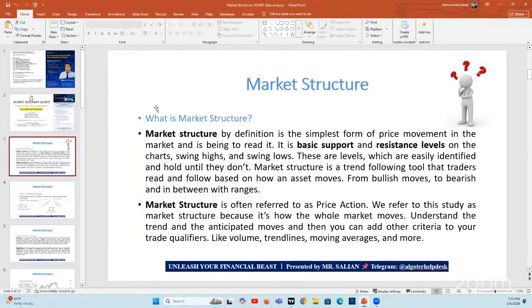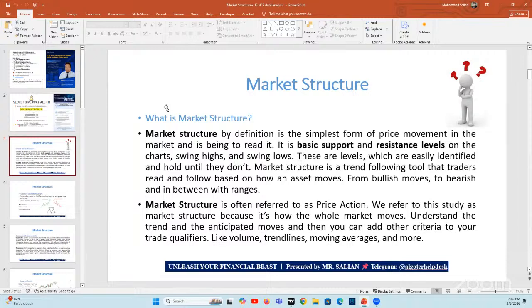Meaning, somehow, in one way or another, some price action will break through this support and resistance, and it will create another structure, either to the upside or to the downside, because price goes in waves. Market structure is a trend following tool that traders read and follow based on how an asset moves, from bullish moves to bearish moves and in between in the ranges. There's some sideways action there, which you will know eventually.